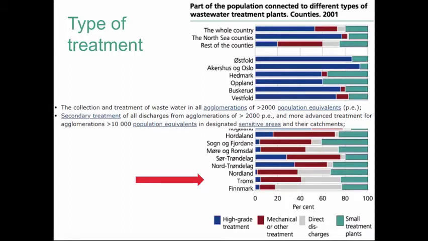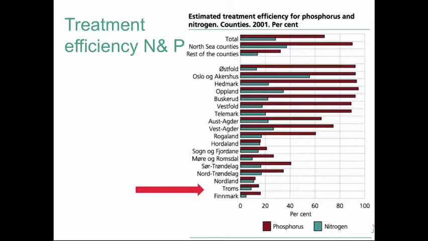Why there is no treatment in some places is explained by the fact that, although Norway follows the European Union's wastewater directive quite rigorously, when the size of the treatment plant is less than 2,000 population equivalents, the directive doesn't apply. And if it is under 10,000, then there are also lesser requirements compared with the big cities. So the result of this type of treatment, or the lack of treatment, is that the percentage of removal of phosphorus and nitrogen in North Norway is quite low.